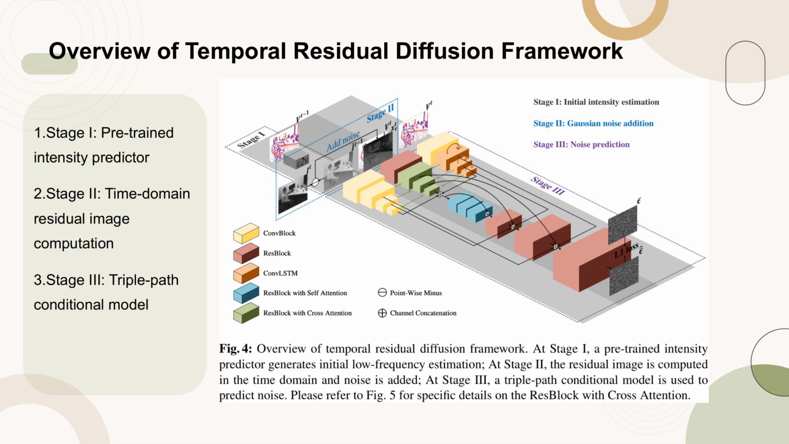Finally, in stage 3, a triple-path conditional model is utilized to predict the noise added in stage 2. This model leverages the temporal information and the residual image to refine the noise prediction, thereby enhancing the overall accuracy and effectiveness of the diffusion framework.